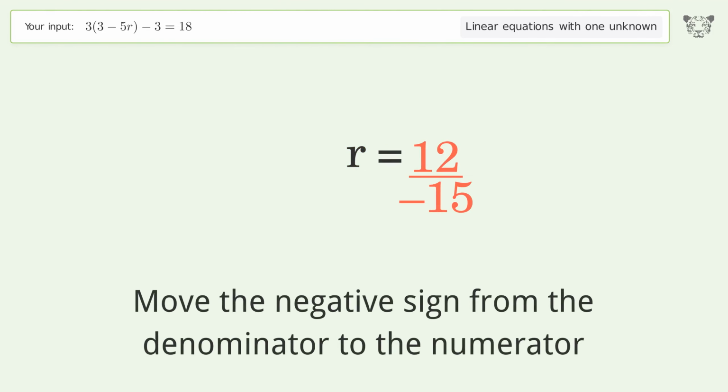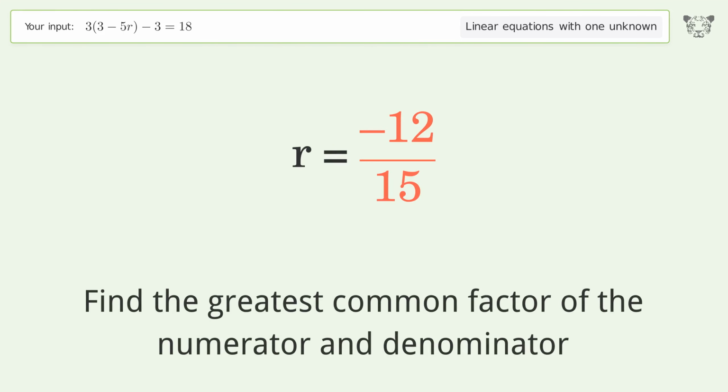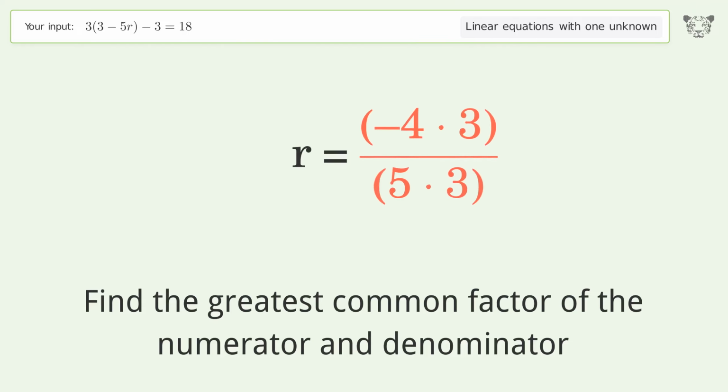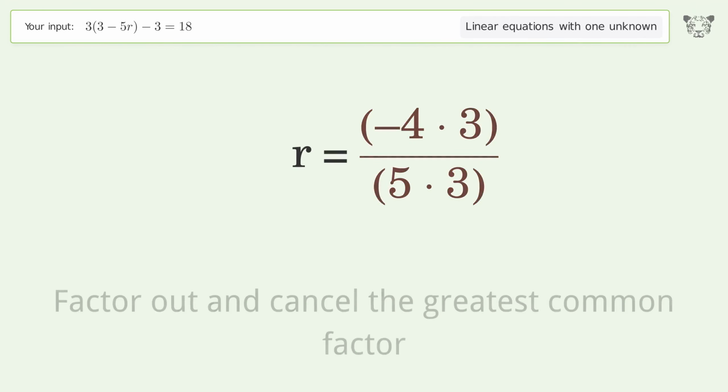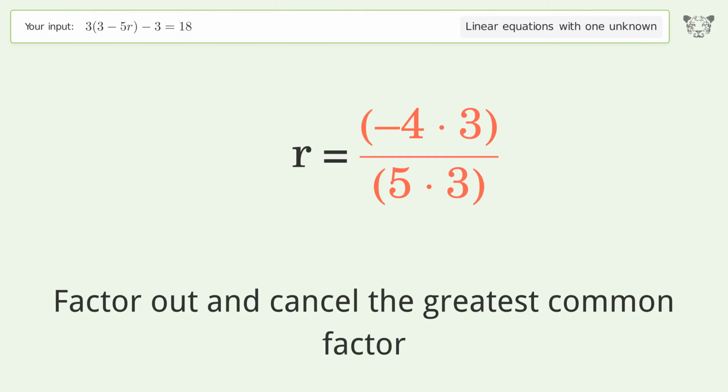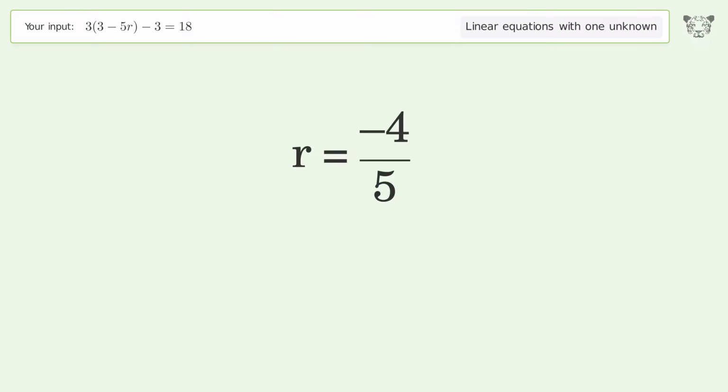Move the negative sign from the denominator to the numerator. Find the greatest common factor of the numerator and denominator. Factor out and cancel the greatest common factor. And so the final result is r equals -4/5.